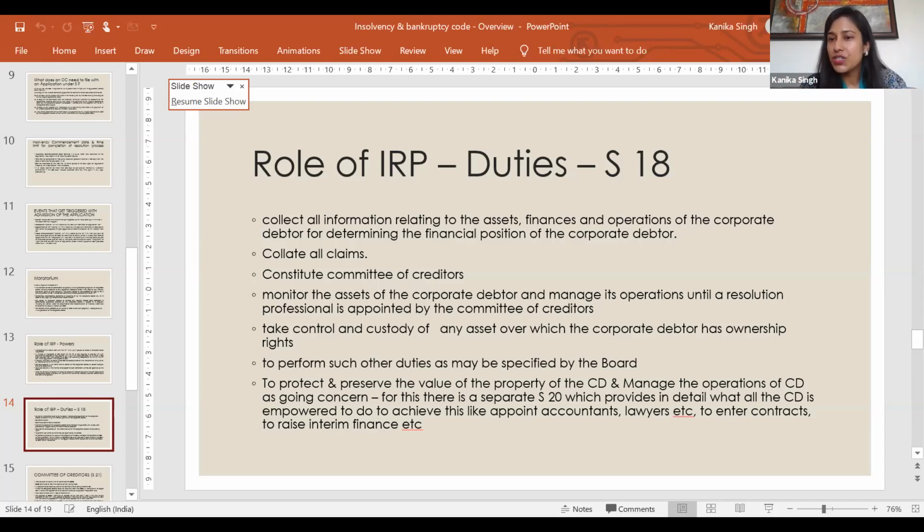And there is a separate section, section 20, which provides him more powers to do this, where he can appoint chartered accountants, he can appoint lawyers, all of that is provided. He can raise money, he can raise loans, interim finance.